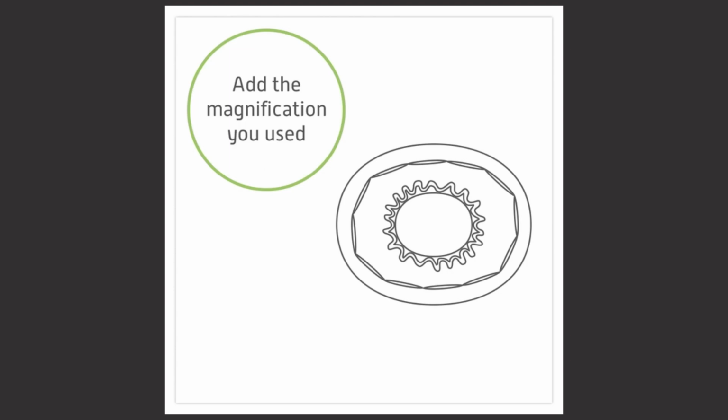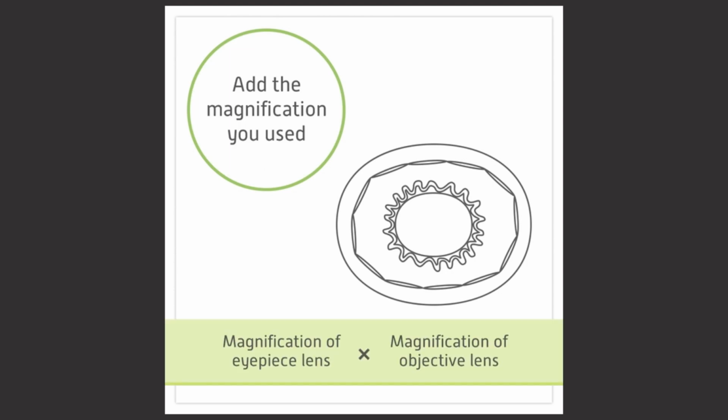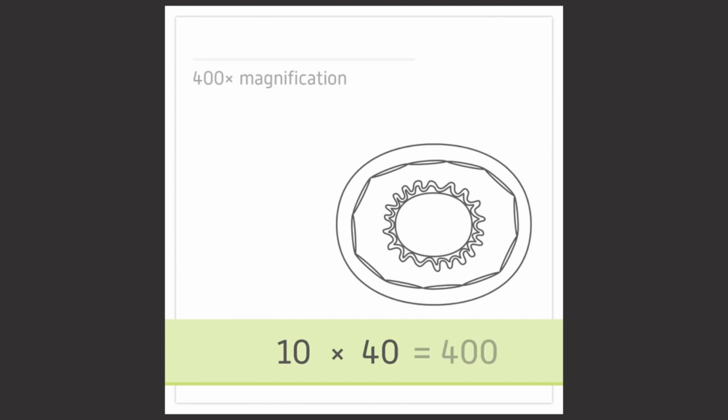When you are happy with your drawing, you need to add the magnification you used. This is calculated from multiplying the magnification of the eyepiece lens by the magnification of the objective lens. So, for example, if the eyepiece lens you used is times 10 and the objective lens is times 40, then the total magnification is 10 multiplied by 40, which equals times 400.